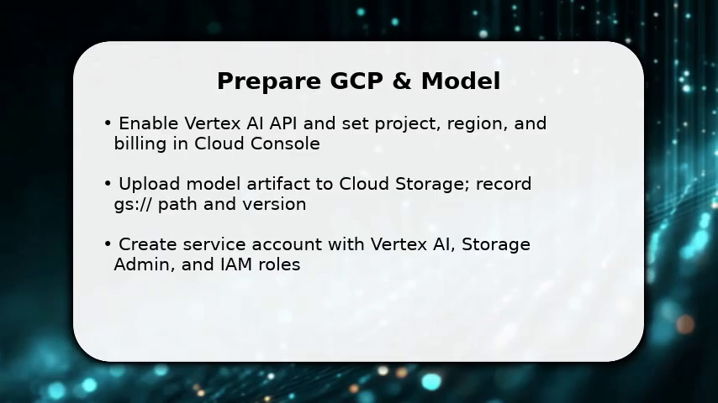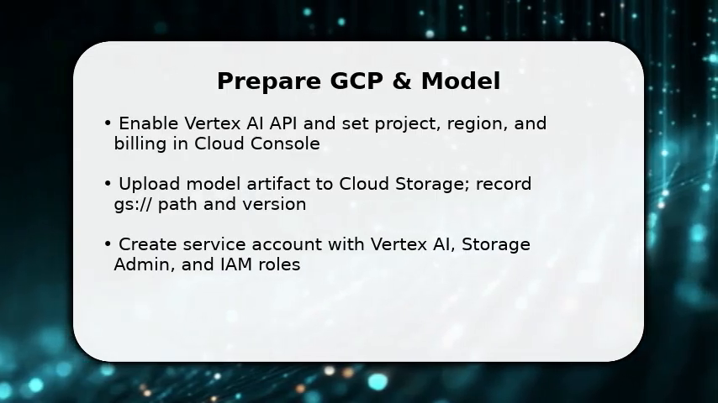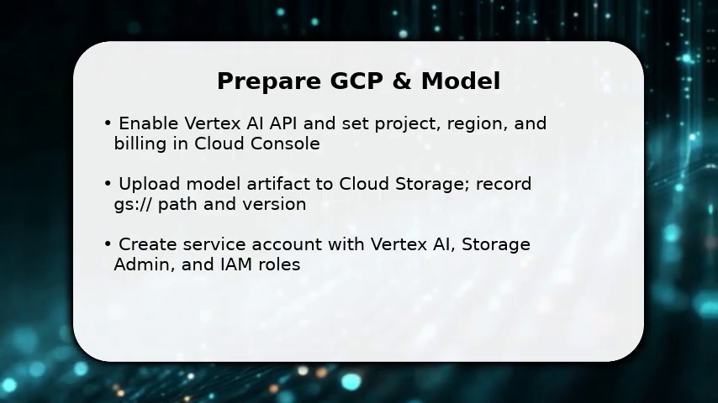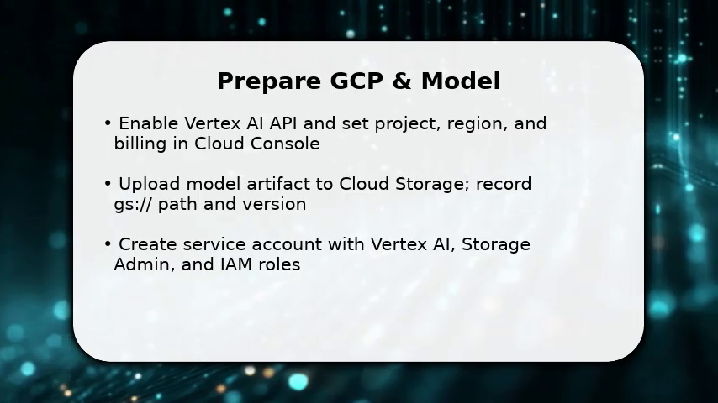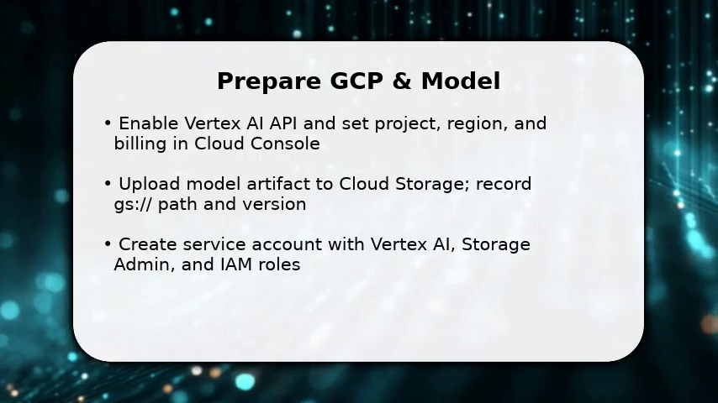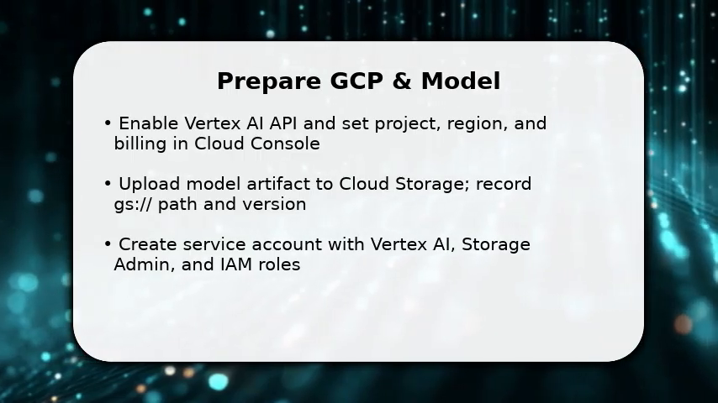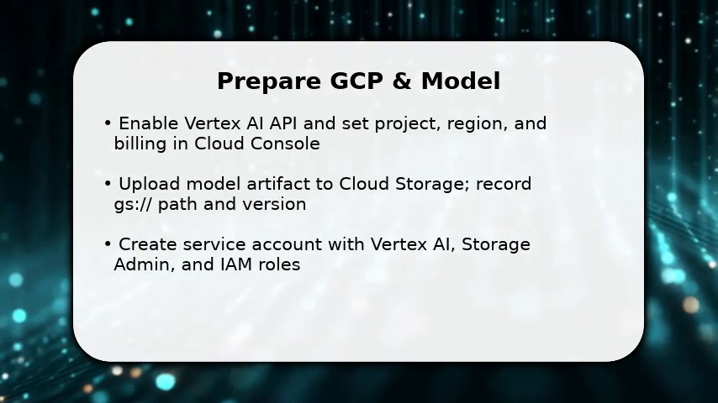You start by confirming the essentials. Project, region, and billing are active in GCP. Once done, upload your trained model artifact to a cloud storage bucket and note the gs:// path so you can reference it later. Make sure you create a service account with Vertex AI and storage permissions. You will use that for deployment tasks and automation.